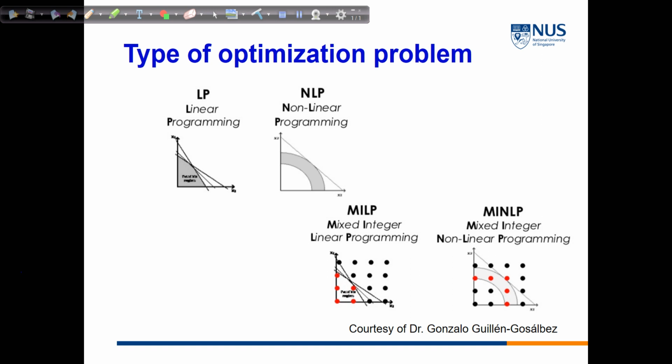Then we start to think about integer variables, either binary, 0 and 1, or 0, 1, 2, 3, 4, 5. Those will be mixed integer programs, either linear or combined with nonlinear. So we'll talk about those problems in this class.